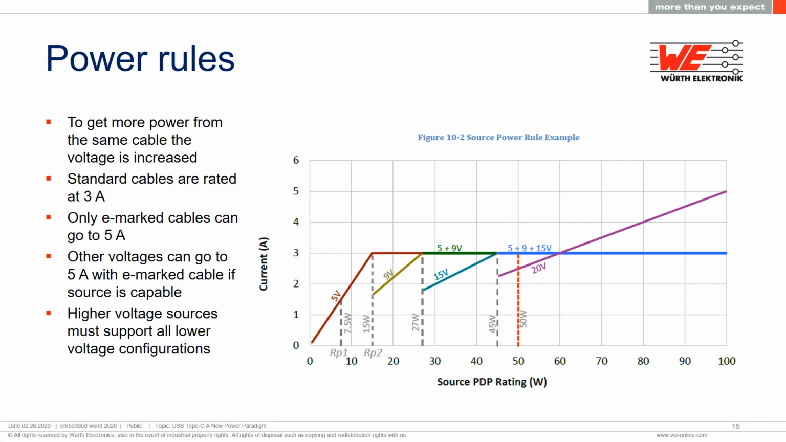Standard cables support 3 amps, allowing up to 60 watts of power. E-marked cables are capable of up to 5 amps with a heavier wiring. Any device that supports a higher voltage than the default 5 volts must also support the lower voltages. So if your device can supply 15 volts, it has to be able to supply 9 and 5 volts.